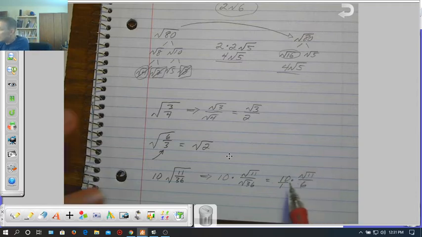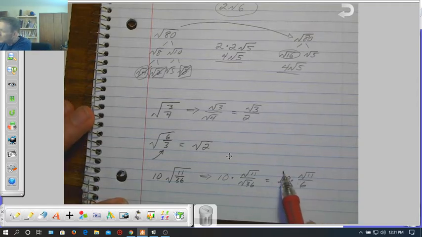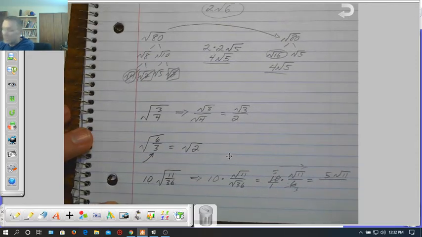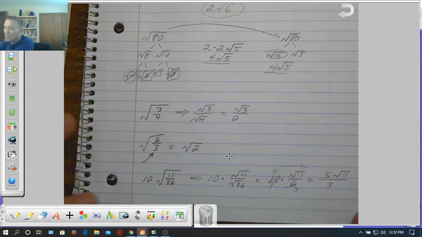So this 10 becomes a 5, and this 6 becomes a 3. So the 5 multiplies the radical 11, which stays in the radical. And in the bottom, I have 1 times 3, so 3. Remember, all fractions can reduce. All fractions need to reduce as we do this.